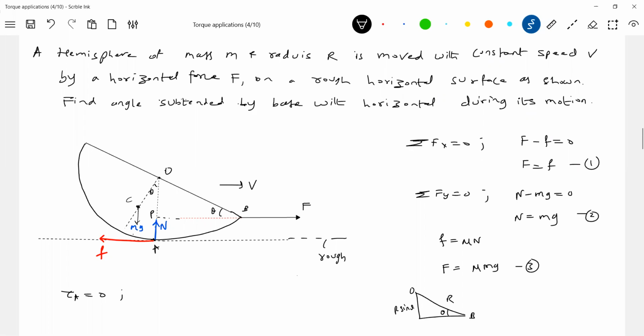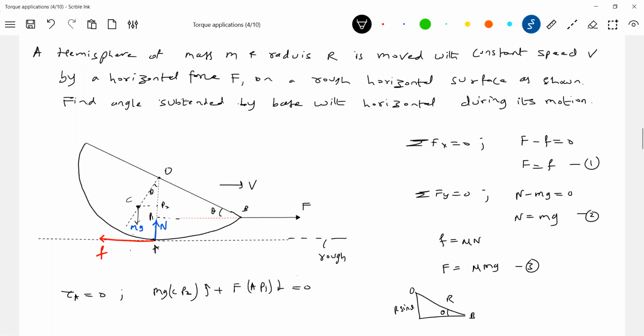So let's get into this one. mg into this distance, how much will it be? P1, let me take this P2. mg into CP2. This should be anti-clockwise. The torques due to F and N will cancel. Now the torque due to the applied force will be F into the perpendicular distance. What is the perpendicular distance? P1A or AP1.